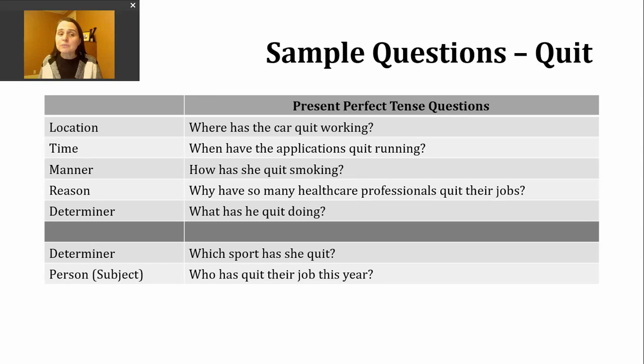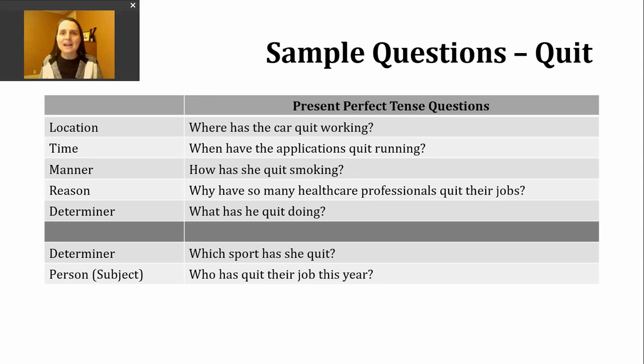And another determiner, so here we're asking for the object of a particular action. What has he quit doing? So again, all of those follow our structure we looked at earlier. I'm going to point out two more questions. Another determiner, so again, asking the object that's receiving an action. What's different about which is that it's going to be followed by another noun, which the noun is going to help describe sort of the choices someone is making. So let's look at an example sentence.